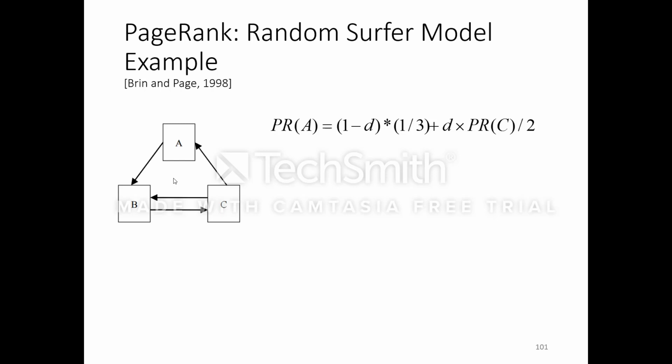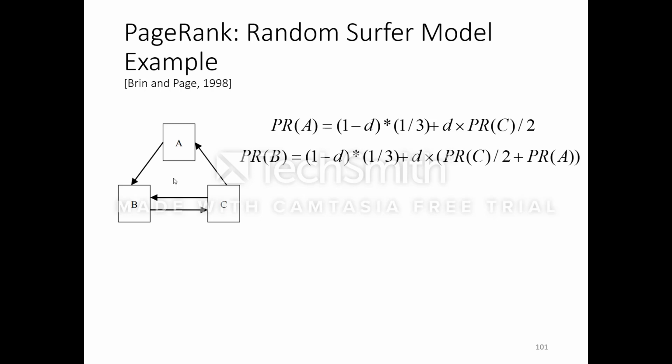And then if you choose to follow an outlink from C, then you have 2 options. One is to go to B because C has a link to B, and another is to go to A. So it is D times page rank of C divided by 2. Okay, and similarly you can write the other equation. The page rank of B, you can reach B by randomly choosing a web page, and there are only 3 web pages, so it is 1 minus D times 1 by 3.